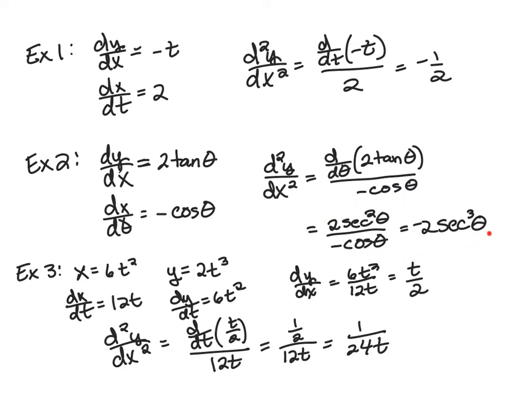Now, new example, x is 6t squared, so its derivative with respect to t is 12t. y is 2t cubed, its derivative will be 6t squared. So dy/dx is dy/dt over dx/dt. Simplify and you get t over 2. So the second derivative is going to be the derivative of t over 2, which is just a half, divided by the dx/dt. So we have 1/2 divided by 12t, which is going to give us 1 over 24t.